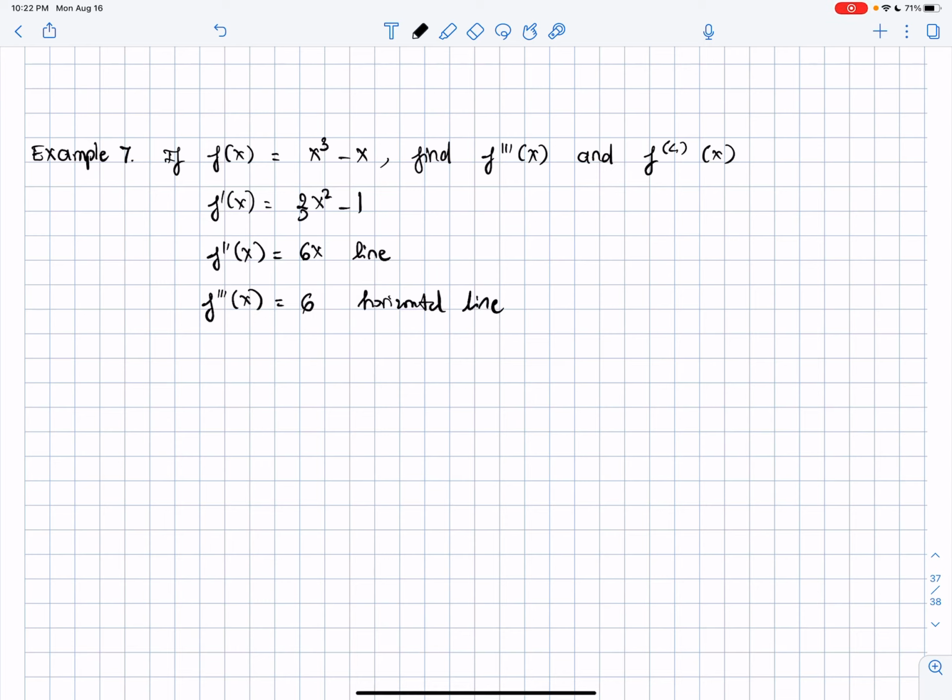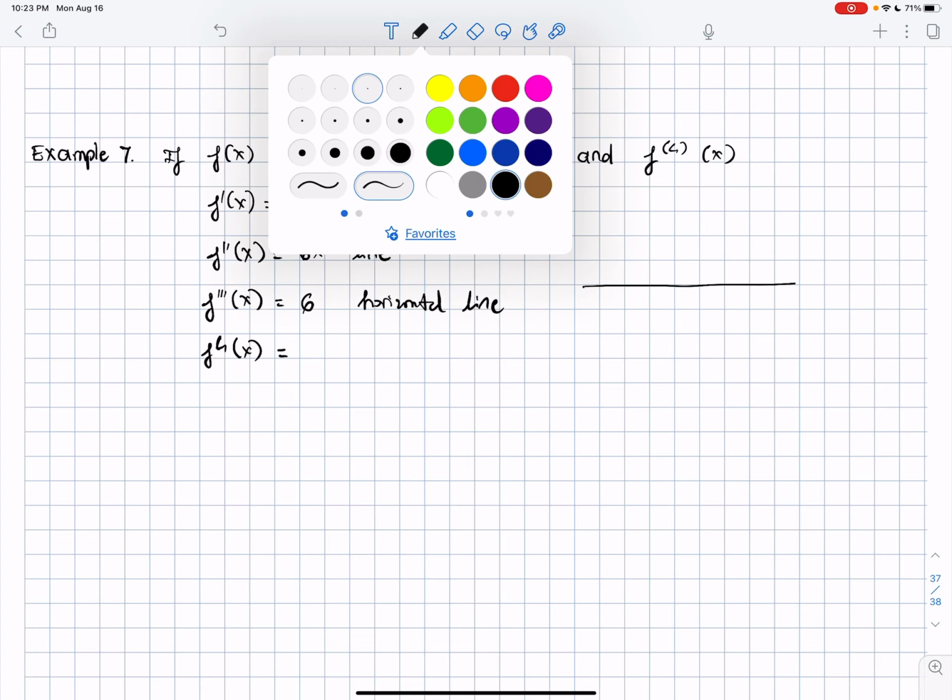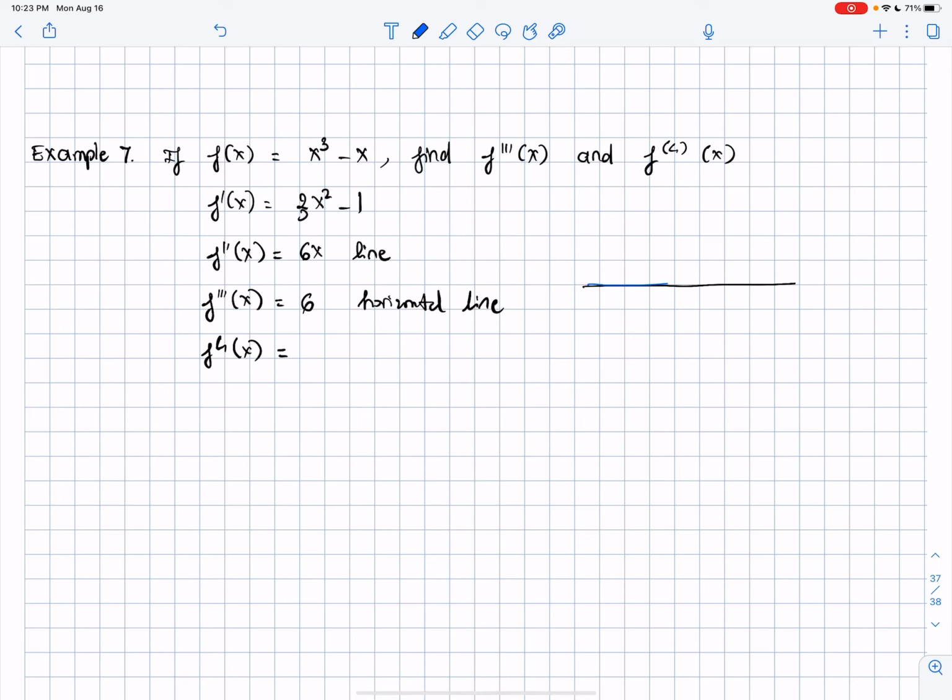If you take the derivative one more time, the slope is like the horizontal line like this. The tangent line will be the same as this line, and the slope of the tangent line is the derivative. So the slope of the horizontal line is 0. So I know that the answer for this will be 0.